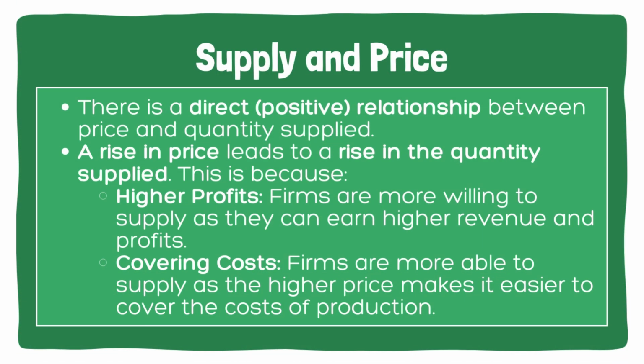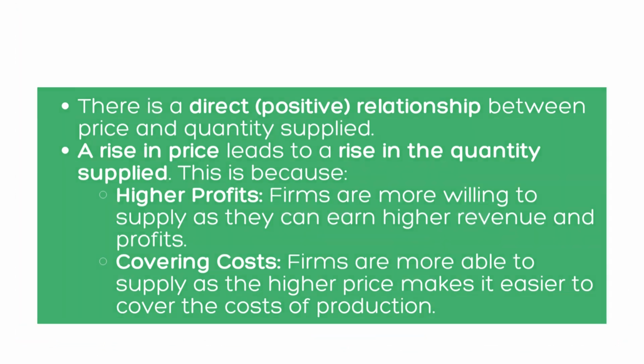Unlike demand, supply is directly related to price. When prices rise, supply increases, and when prices fall, supply decreases. This happens because higher prices mean greater potential profit, encouraging firms to produce and sell more. Higher prices also help firms cover production costs more easily. On the other hand, when prices fall, profits drop, and firms become less willing or able to supply products, leading to a contraction in supply.